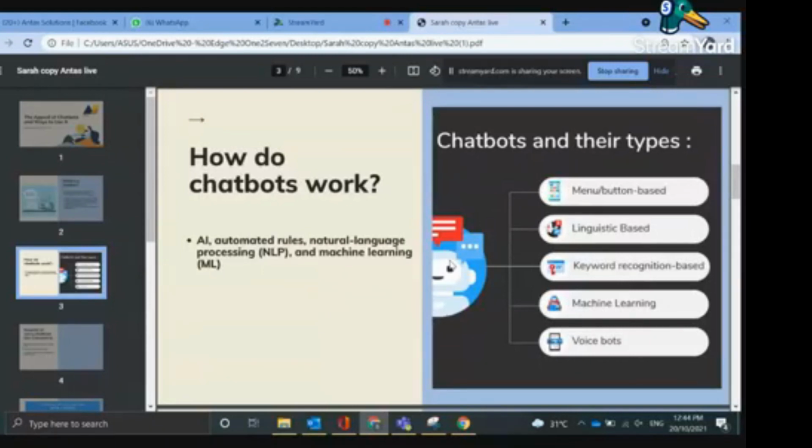Keyword recognition is based on specific words, keywords that you use. This one uses NLP. The next one is machine learning. Machine learning is keyword recognition based. For example, you type in blogs and such. The keyword is blog, and they will come up with answers relating to the specific keyword that you asked. The next is voice bots. Voice bots are, for example, Siri and Alexa, which are really popular now.